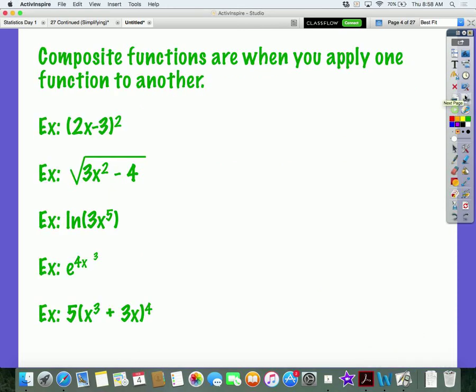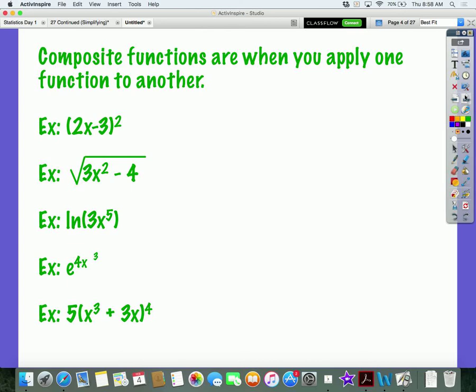Alright, so yes, it's when you apply one function to another, okay? A function within a function. So all of these are examples of composite functions, okay? And the thing is, when you're doing derivatives of these types of functions, you are going to apply what's known as the chain rule.